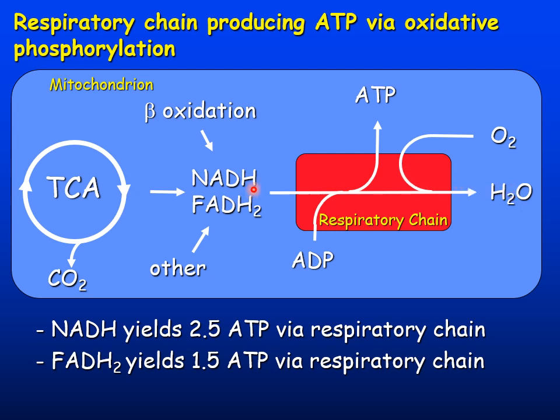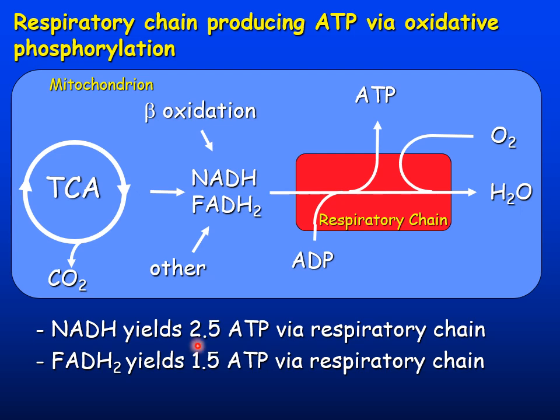There are other sources of NADH and FADH2. For example, beta oxidation of fats, which you'll hear about in the coming lectures, is a big source. And I've already mentioned how glycolysis itself produces a molecule of NADH. But the other thing to realise is that per molecule of NADH, you yield 2.5 ATP via the respiratory chain. Whereas if you are generating FADH2, you only yield 1.5 ATP via the respiratory chain.